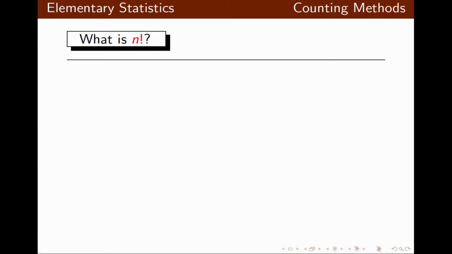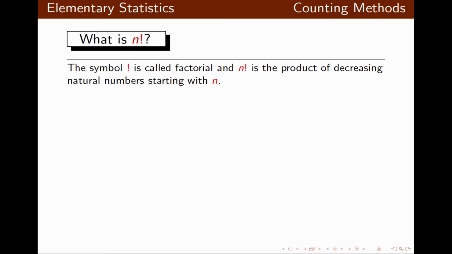What is n factorial? Well, first, the exclamation mark is called factorial in mathematics, and n factorial is the product of decreasing natural numbers starting with n. So n factorial is n times n minus 1 times n minus 2 all the way to 3 times 2 times 1. And also, by definition, 0 factorial is equal to 1.